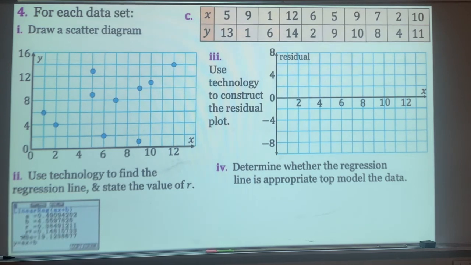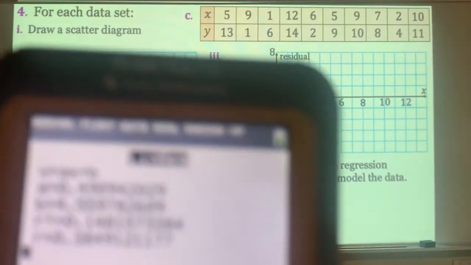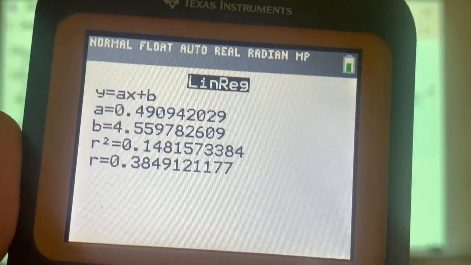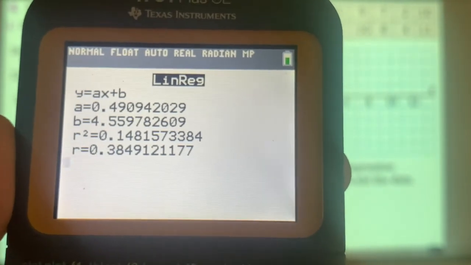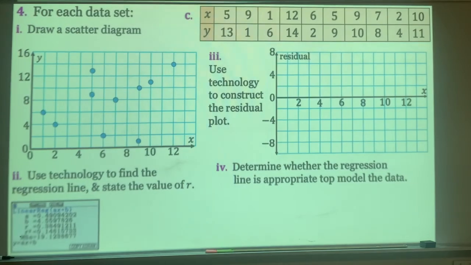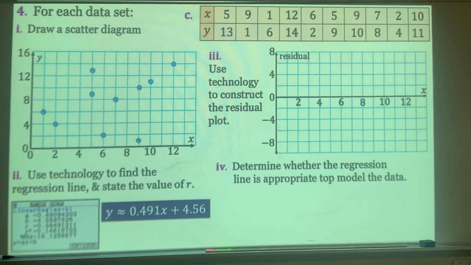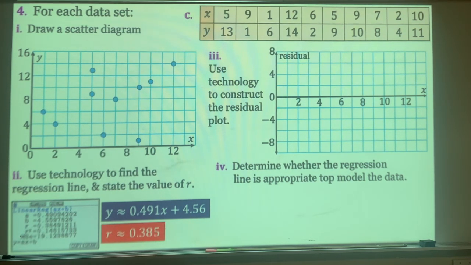Well, I'm going to go to Stat, Calc. I entered in all my stuff. Enter, enter, enter, enter. And what I got for my graph is 0.385 for an R. Ew, that's ugly. Right there, that tells me my points are garbage. Let's see if I matched up or I messed up somewhere. 0.491x plus 4.56 and 0.385. Yep. That is a terrible regression, but we can check out our residuals anyway.